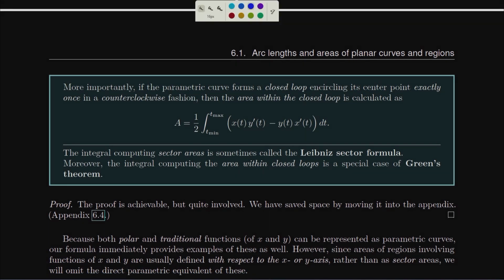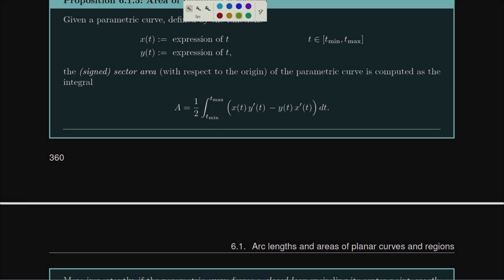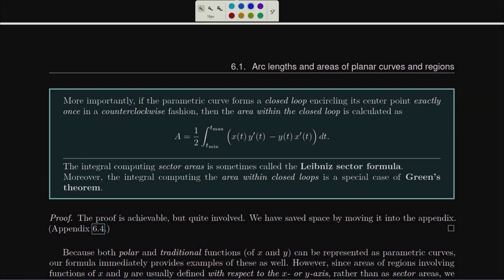More importantly, if it forms a closed loop, technically, we have to be mathematicians about this. This closed loop has to encircle the center point exactly once in a counterclockwise fashion. And then the area of the closed loop is the same integral that you saw before. Now, what is this formula? In the first case, where you are allowed to compute just a sector if it's not necessarily a closed loop, that's called the Leibniz sector formula, named after Gottfried Leibniz, one of the fathers of calculus.